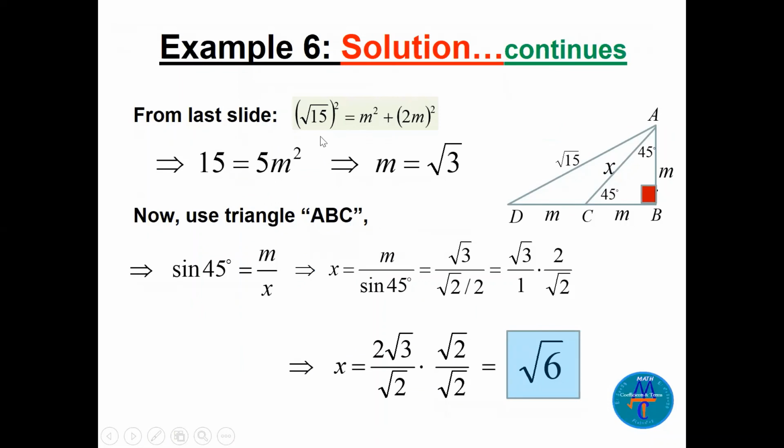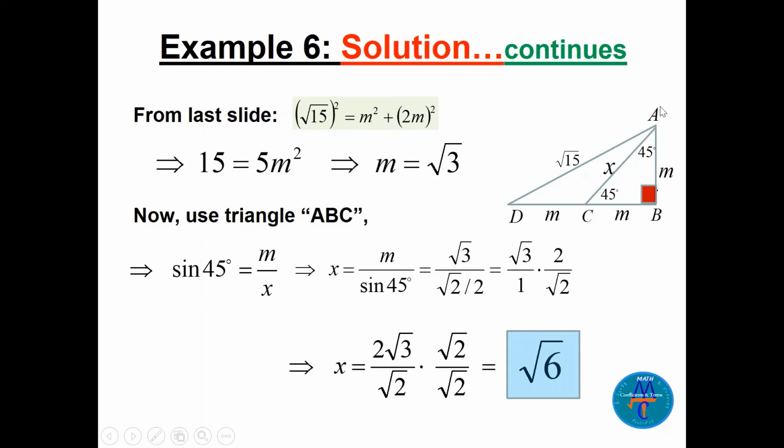Continue in the next slide, we have this one square root, this is 15, and this is 4M squared plus M squared will be 5M squared. Divide by 5, so M will be square root of 3. So this is the M here. So this will be square root of 3, square root of 3, square root of 3.